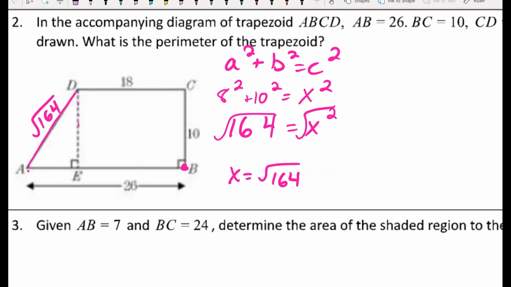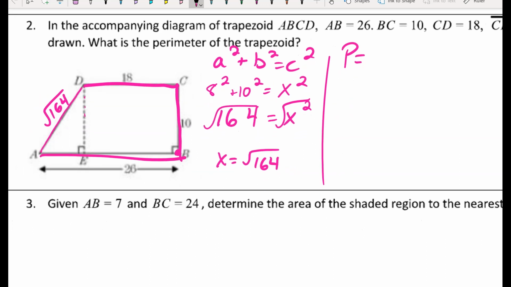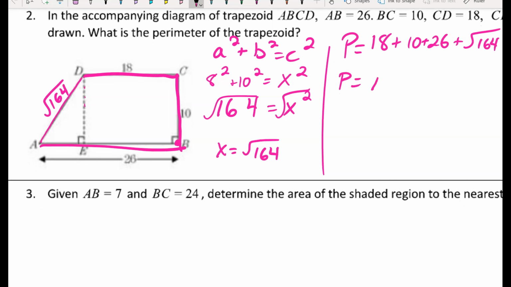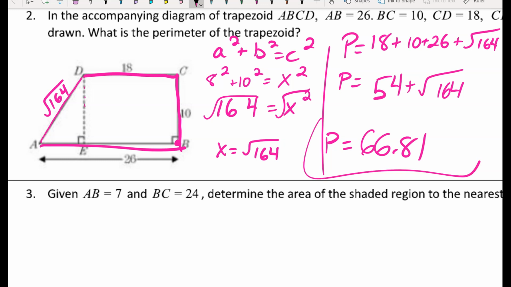So the distance around the shape is going to be that 26 on the bottom, the 10 going up, the 18, and then the radical 164. So I can express my perimeter as 18 plus 10 plus 26 plus radical 164, or 54 plus radical 164. Or again, if I type that into my calculator to get a rounded answer, because radical 164 is irrational, that's just going to be 66.81 units.